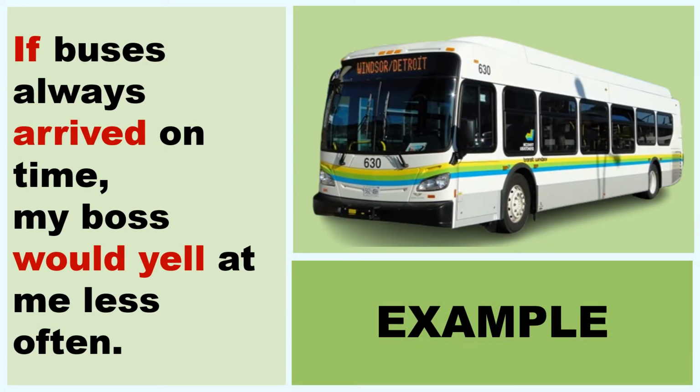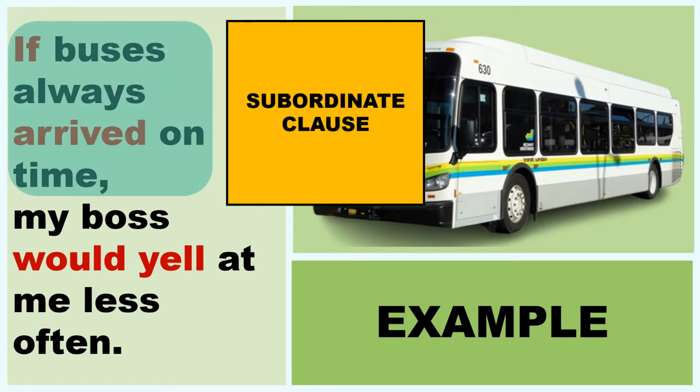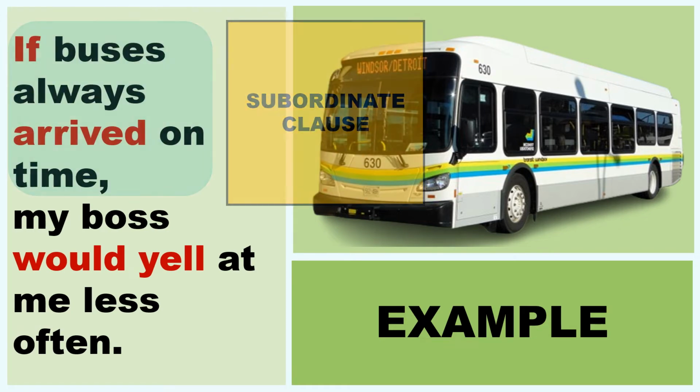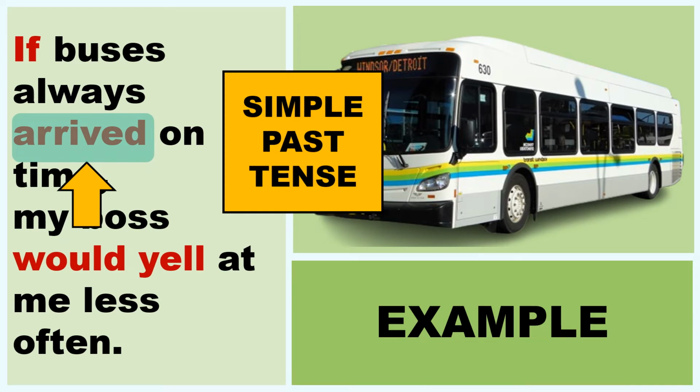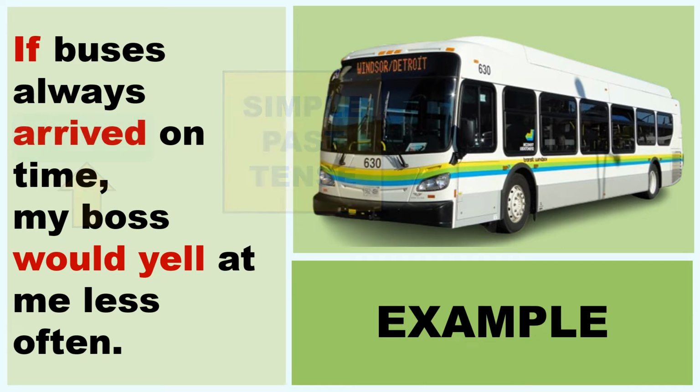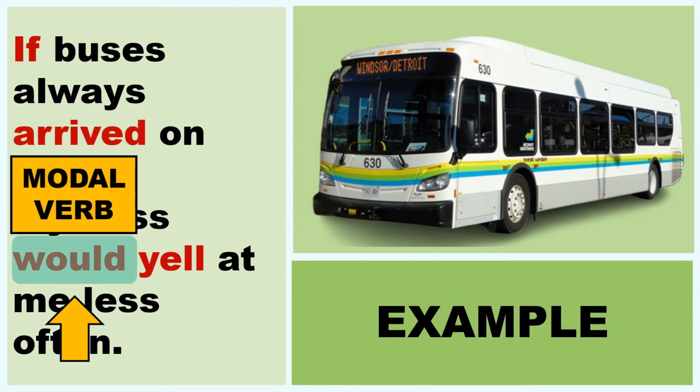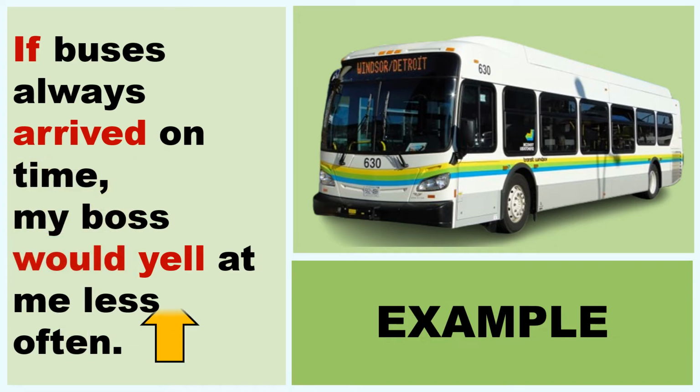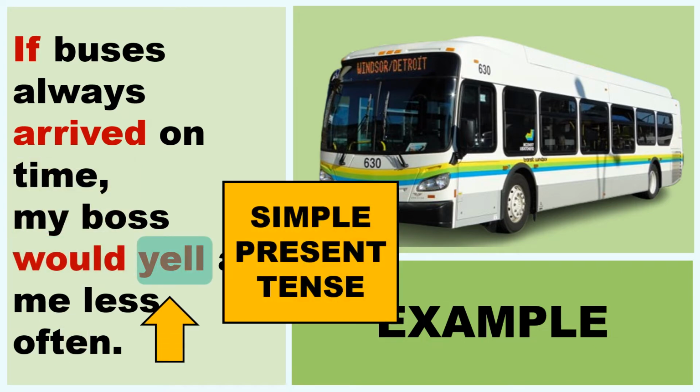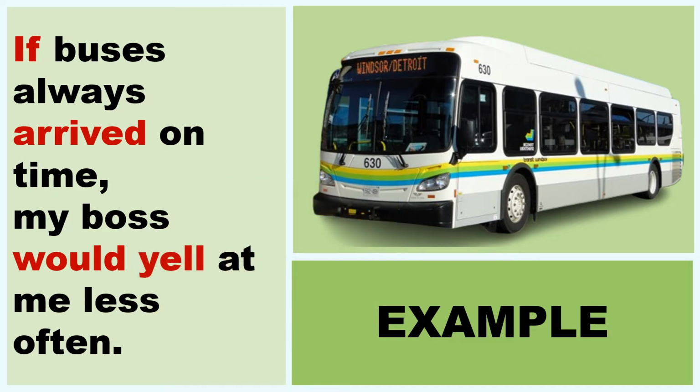Example: if buses always arrived on time, my boss would yell at me less often. So here we have if, which shows again, this is a subordinate clause. We have arrived, simple past tense. In the independent clause, we have would with the modal verb, and then we have yell, simple present. So again, we have that past event, unrealistic or unlikely, having an impact on the present.